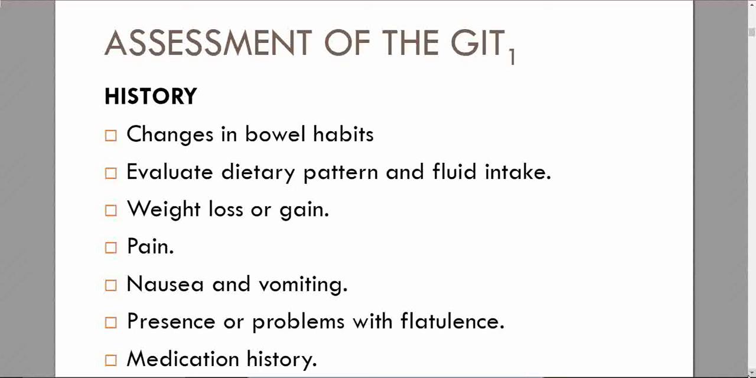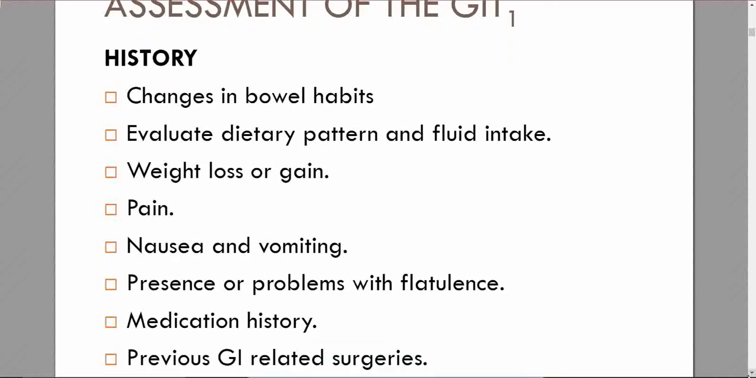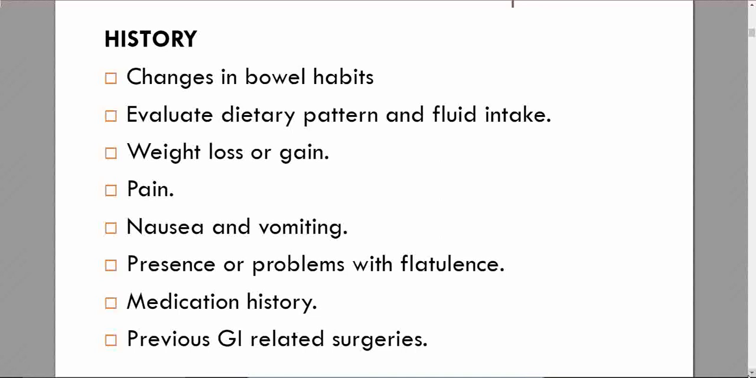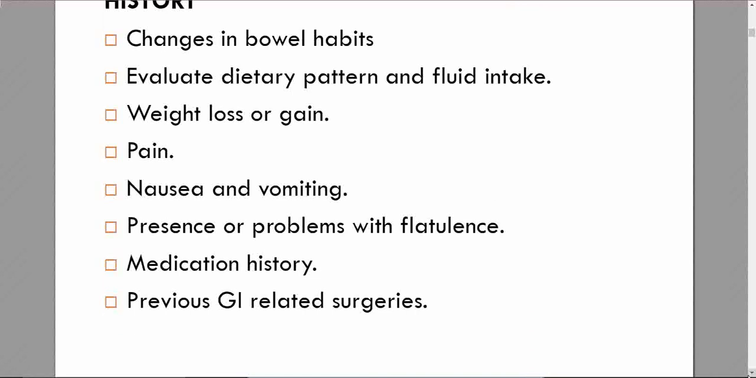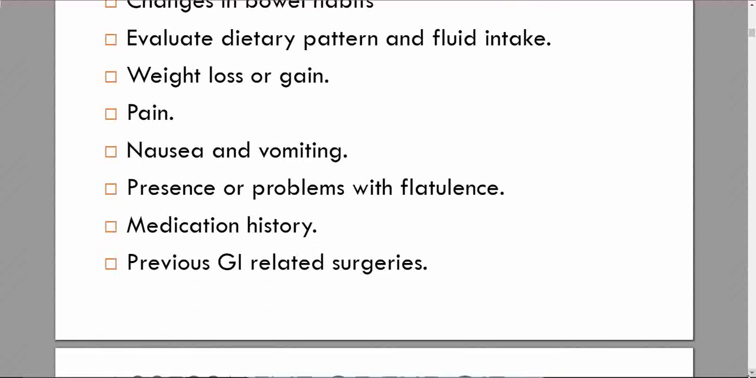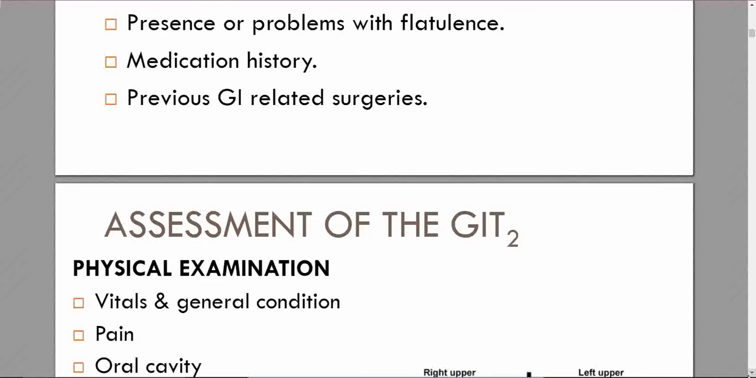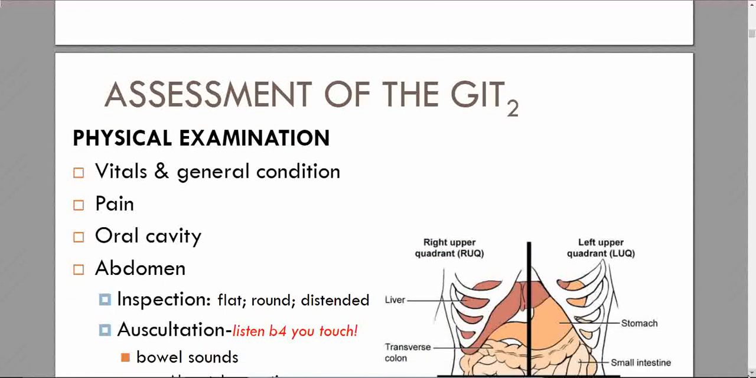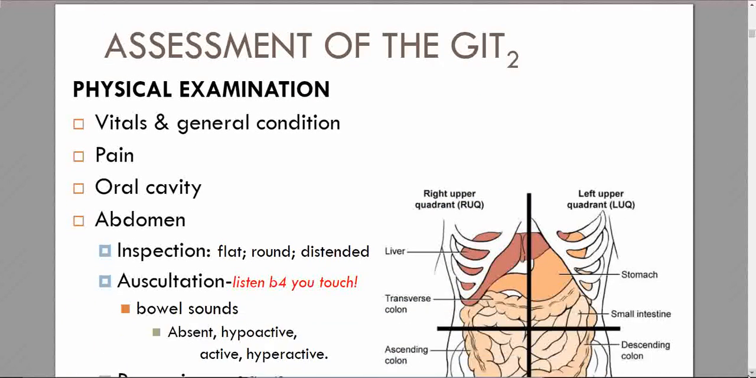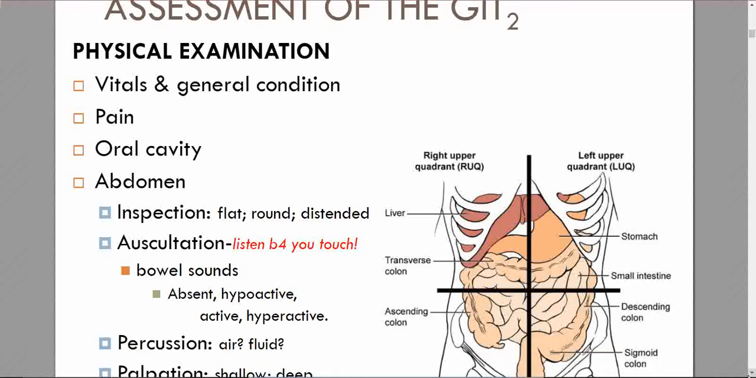So first of all, the history. You have to consider changes in bowel habits, evaluate dietary patterns and fluid intake, weight loss or gain, pain, nausea, vomiting, those are key things, presence of problems with flatulence, medication history, and any previous GI-related surgery. So let's start with the assessment of the GIT. Physical examination. First thing, vitals and general condition, check them. As for pain, oral cavity, check them very well.